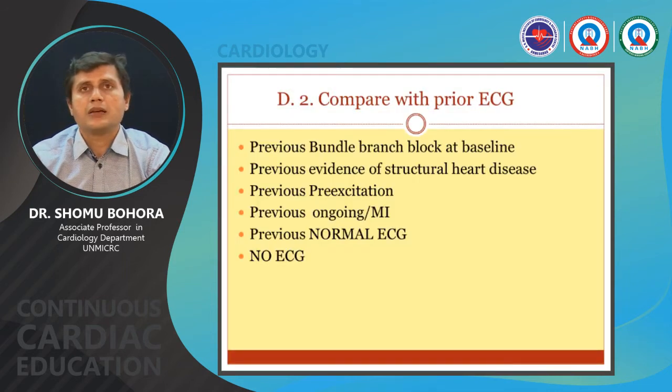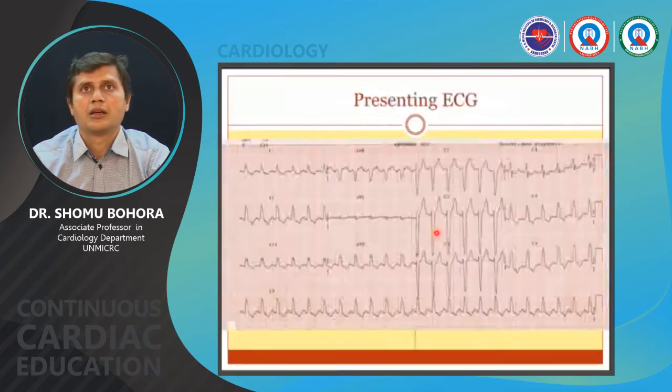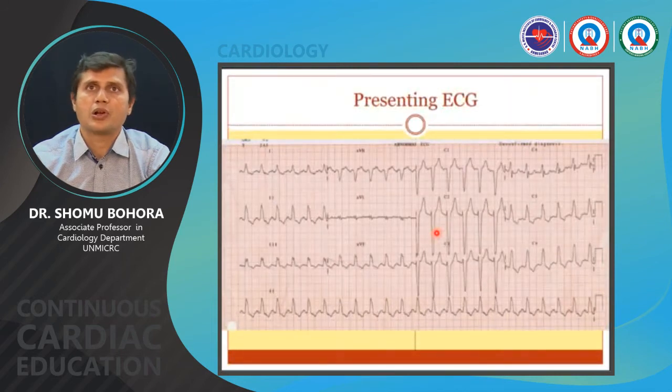Compare the ECG with a prior ECG. If you have a prior baseline ECG showing bundle branch block or evidence of structural heart disease or pre-excitation or ischemia, then it helps. Even a normal ECG would help, as we can compare it with the current ECG. But most of the patients will not bring an ECG and therefore it becomes an issue.